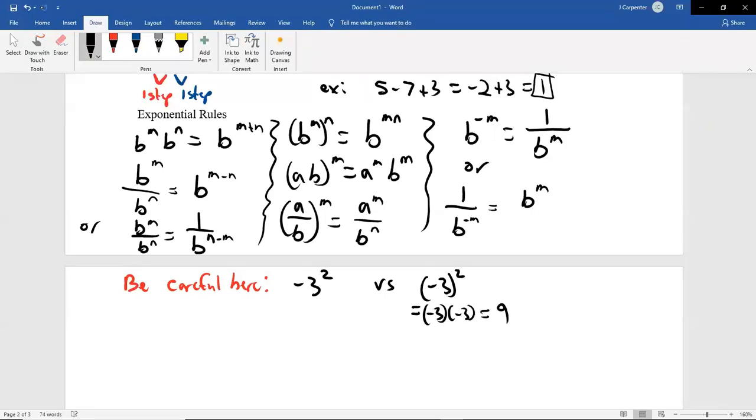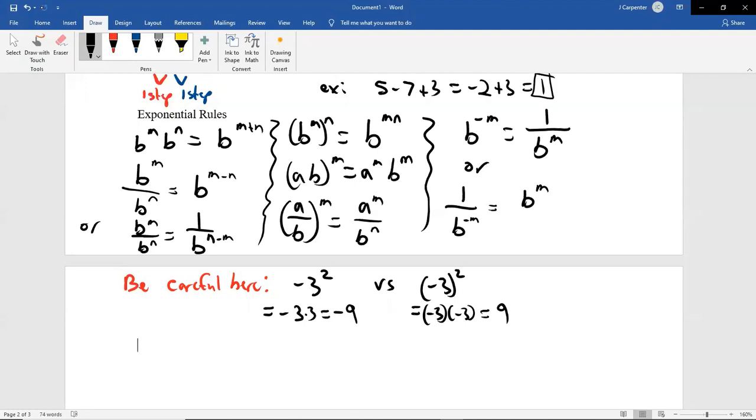which would be +9. But this -3 squared, because there's no parentheses, mathematically the negative is not part of the exponent, believe it or not. This negative is not part of the exponent. That's the way it works. So this is really -3 times +3. The negative is just this negative, and then we're squaring the 3. A negative times a positive is a negative. Major difference there.